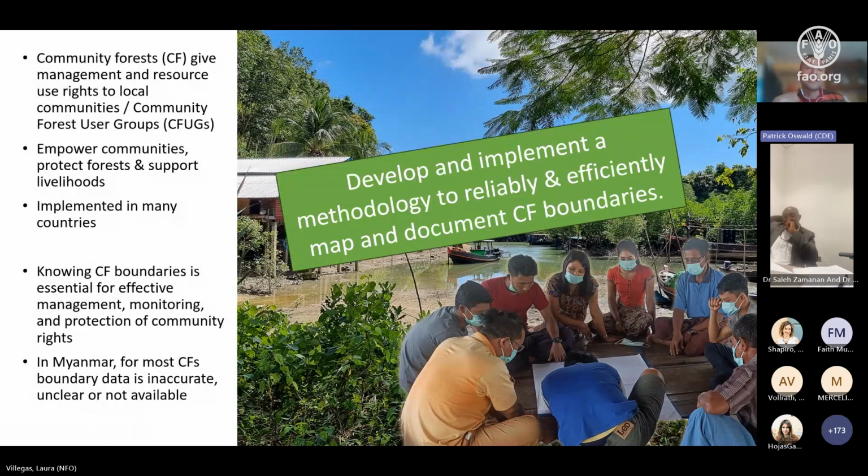And because of this, CDE and partners have developed and implemented a methodology to more reliably and effectively map those boundaries and document them. Next slide.